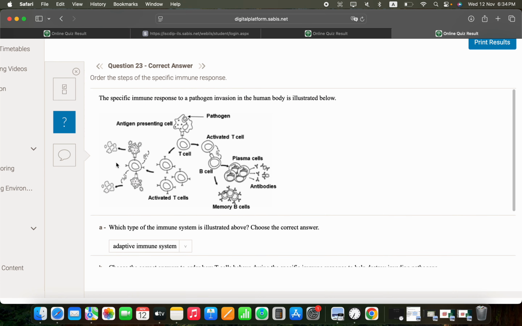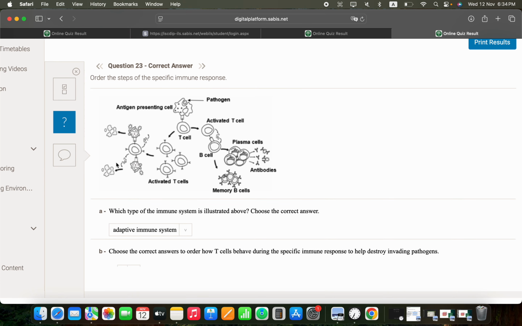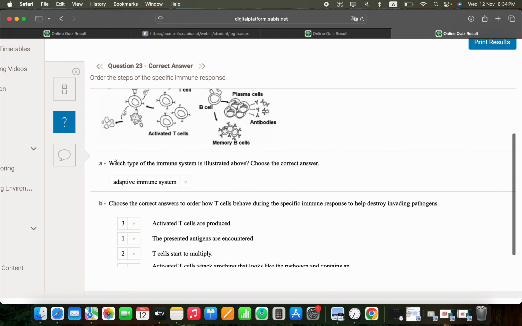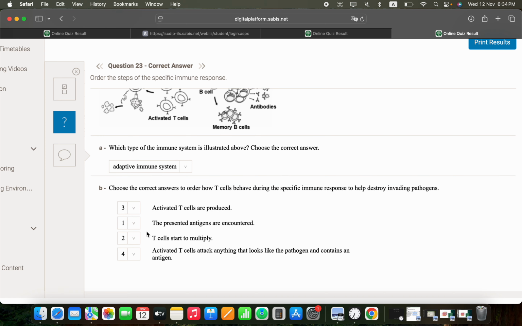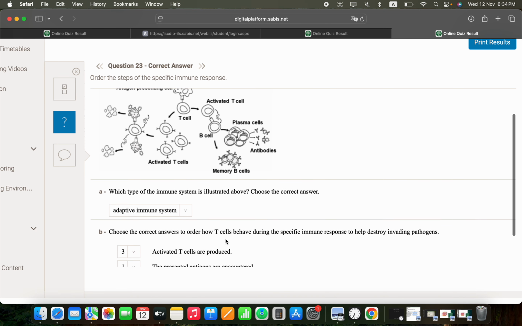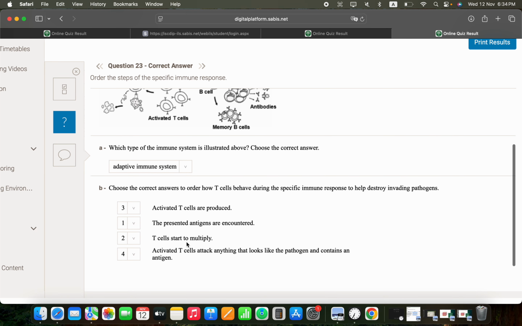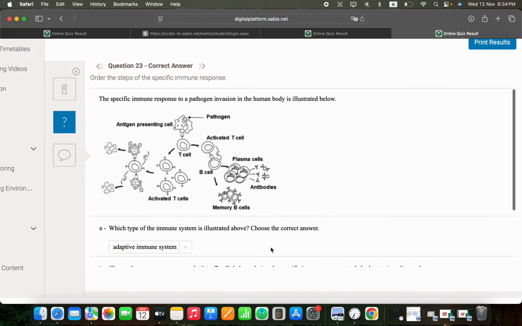So this diagram represents the adaptive immune system. So first step is the presented antigens are encountered. Then the T cells start to multiply. Activated T cells are produced. And activated T cells attack anything that looks like the pathogen and contains an antigen.